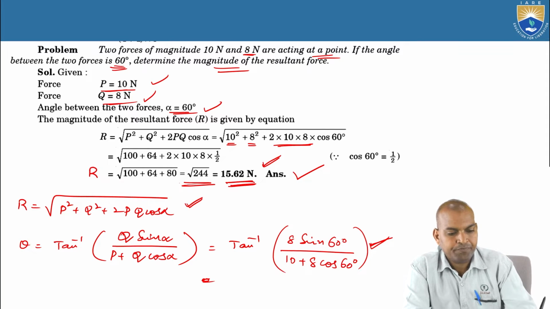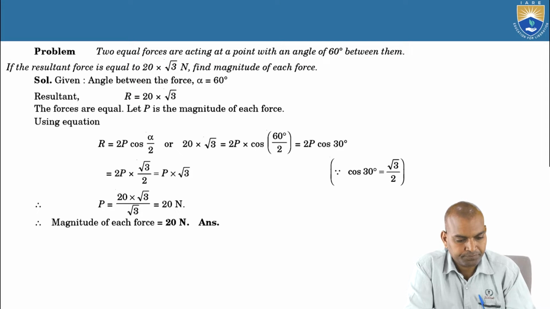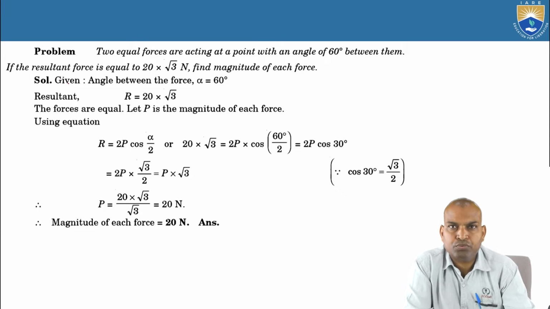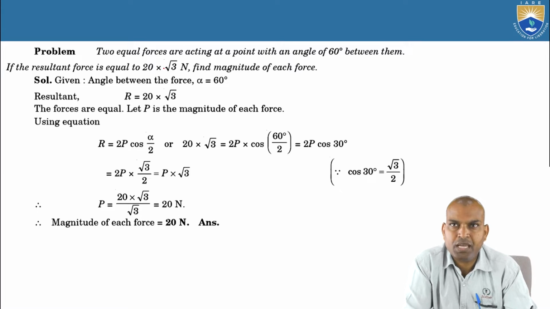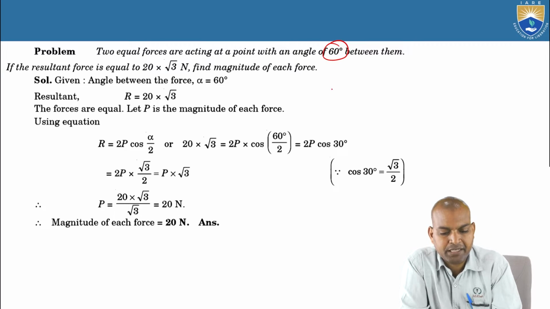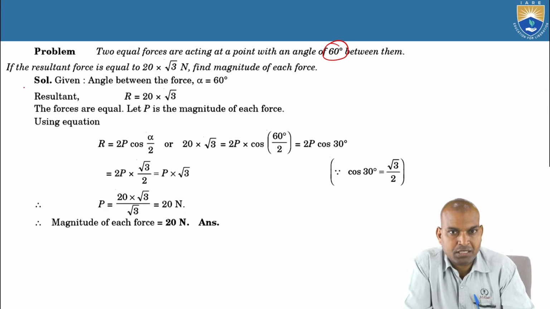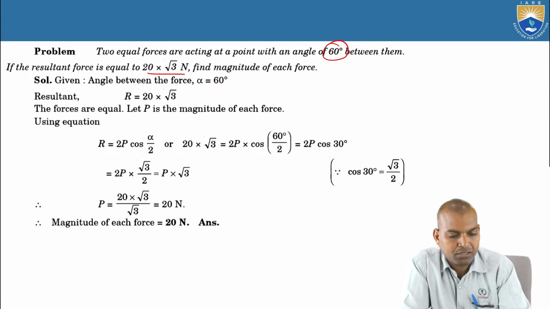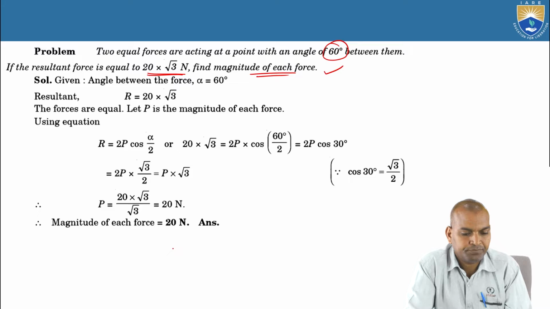The next problem. Here, very important, let us start problem number 2. Two equal forces are acting at a point with an angle of 60 degrees, that is alpha, between them. If the calculated resultant force is 20 times root 3 newtons, find the magnitude of each force.